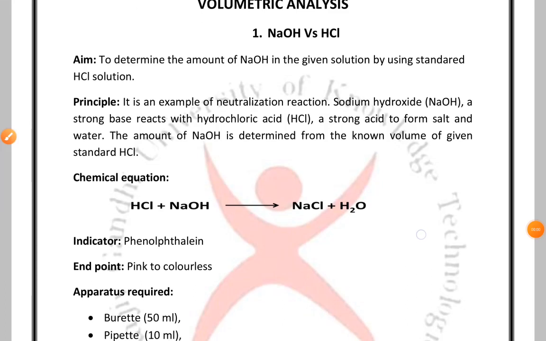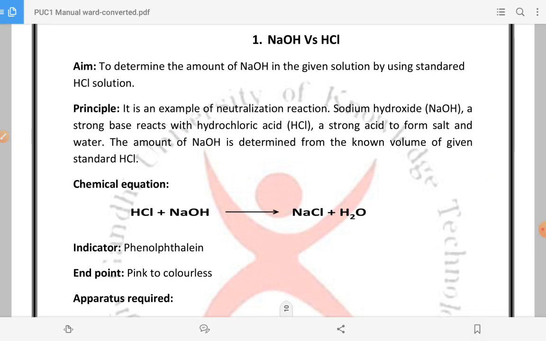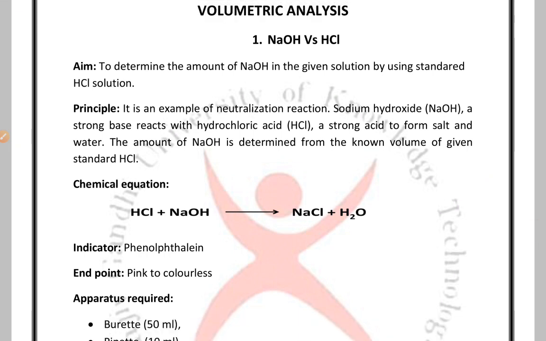Hello students, let us discuss our next topic, volumetric analysis. In volumetric analysis, first we have titration of sodium hydroxide versus HCl. Already we discussed that for writing the experiment, we have to follow some headings. First, you have to write the word aim.